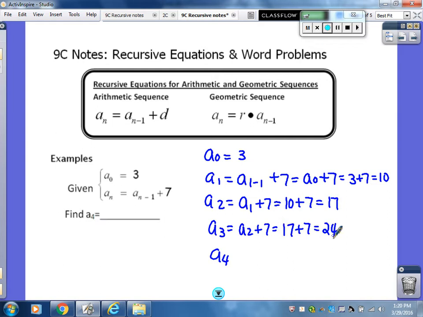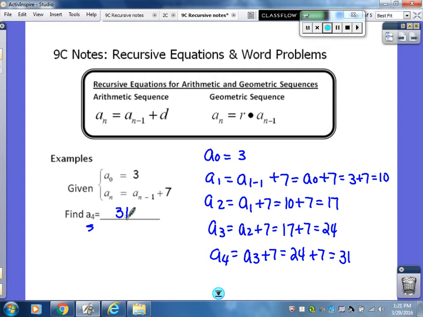And they ask us for the a sub 4, so we're going to do this one more time. So n minus 1 is a sub 3 plus 7. Well, a sub 3 was 24 plus 7, which is 31. So our answer here is 31.